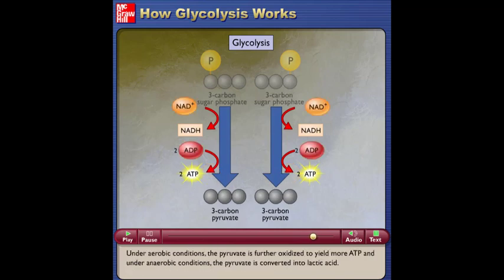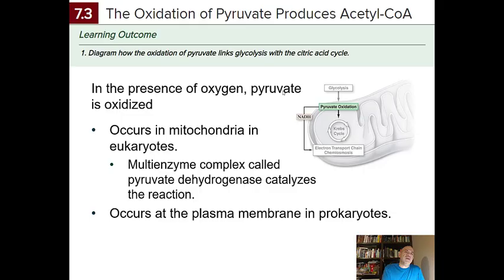Under aerobic conditions, the pyruvate is further oxidized to yield more ATP, and under anaerobic conditions, the pyruvate is converted into lactic acid. So in this section, we're going to move to the oxidation of pyruvate to produce acetyl-coenzyme A, or CoA for short. Your learning outcome here is to diagram how the oxidation of pyruvate is going to link glycolysis to the citric acid cycle, which is also called the Krebs cycle that you see there in the diagram. Okay, so we went through glycolysis, and now we're going to be focusing on pyruvate oxidation.